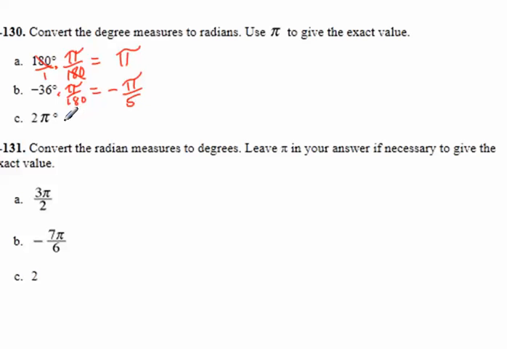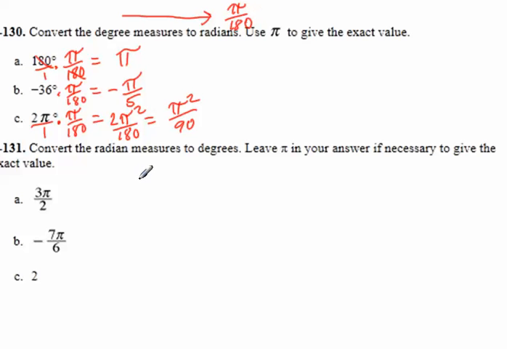On this one, same again, we're going to multiply by pi over 180. You can pretend that's over 1 if that helps. Multiply across the top, we get 2 pi squared. Pi times pi is pi squared, over 180. And the 2 and the 180 can simplify to be pi squared over 90. All right, so to convert from degrees to radians, multiply by pi over 180.